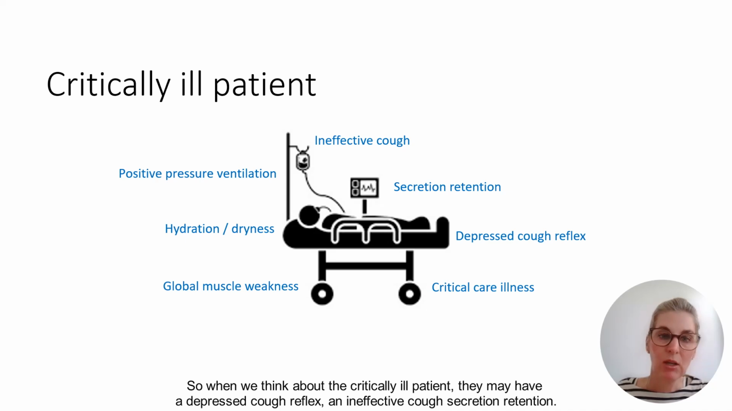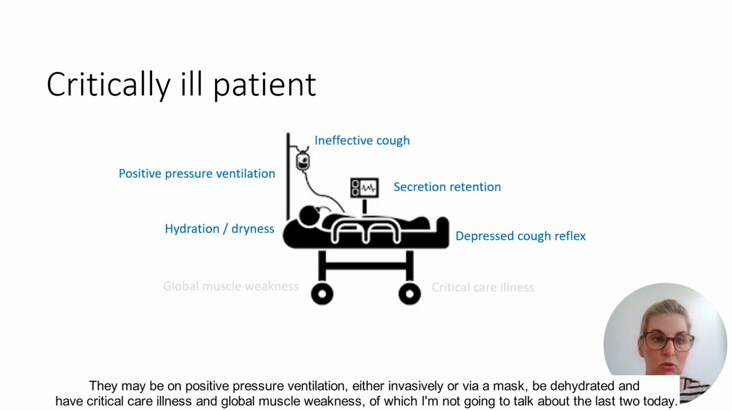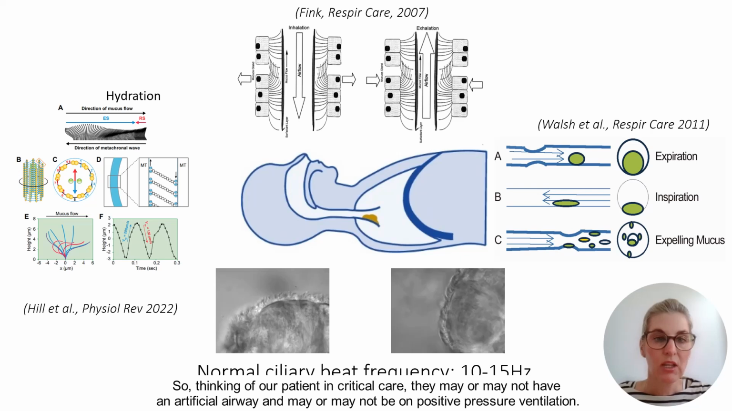So when we think about the critically ill patient, they may have a depressed cough reflex, an ineffective cough, secretion retention. They may be on positive pressure ventilation, either invasively or via a mask, be dehydrated, and have critical care illness and global muscle weakness, of which I'm not going to talk about the last two today. So thinking of our patient in critical care, they may or may not have an artificial airway and may or may not be on positive pressure ventilation.